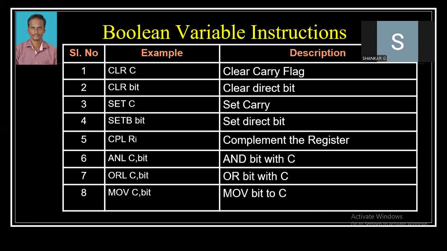The first one is CLR C, which means clear carry flag. Next CLR bit, which means clear only the specified bit. Next SETB C, which means set carry bit. Next SETB bit, set direct bit. The bit position is given in this example, and only that bit position is going to be set. And next CPL bit, which means complement the bit. The i varies from 0 to 7.